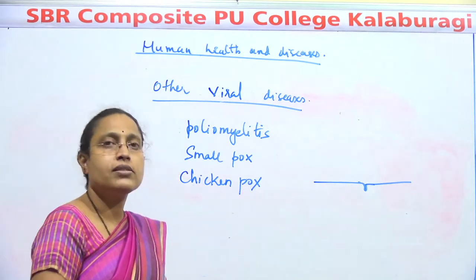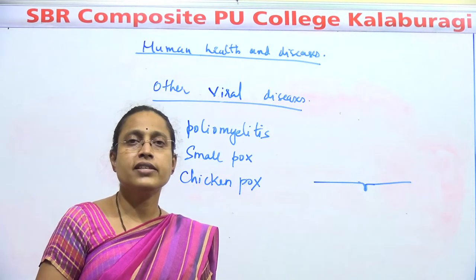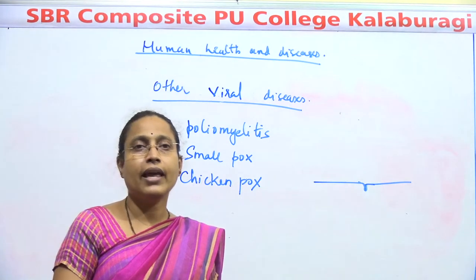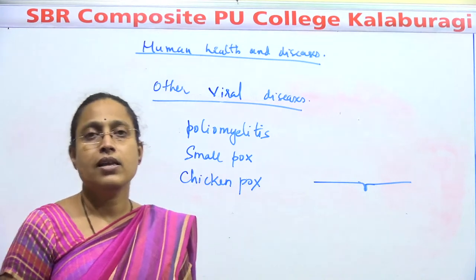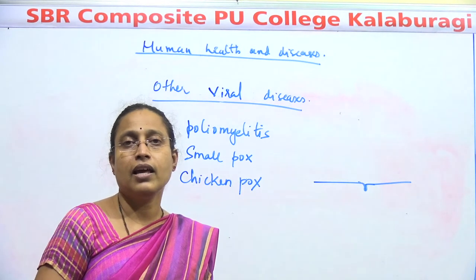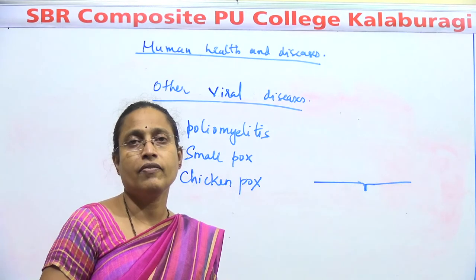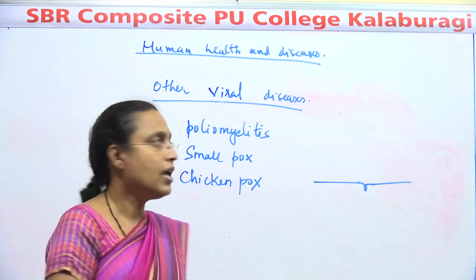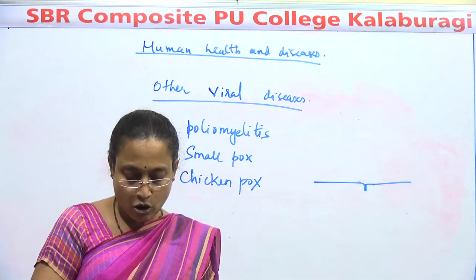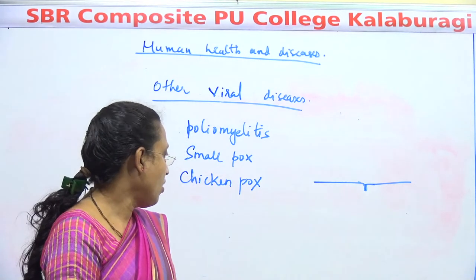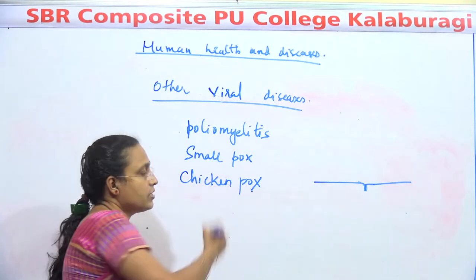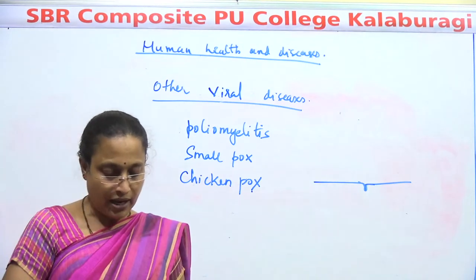Now, chickenpox is a milder form. Here also skin lesions are formed, but after healing, they don't leave a permanent scar. Most of these lesions are formed in the trunk region. It doesn't mean it does not occur at all in the face, but more will be in the trunk region, and smallpox is more in the face region. It is caused by varicella zoster virus. That is about chickenpox. It also can be cured.